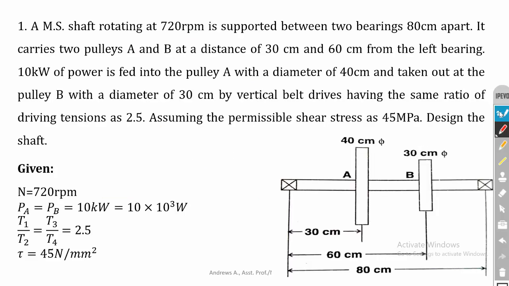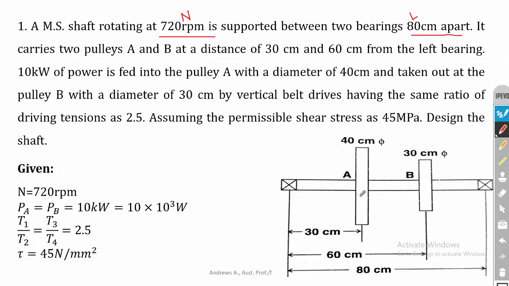So we'll go into the problem. We'll start with the simple one. A MS shaft rotating at 720 rpm, N is given, is supported between two bearings. So it's a simply supported beam, 80 centimeter apart. The overall length is 80 centimeter, that is 800 mm. It carries two pulleys A and B at a distance of 30 centimeter and 60 centimeter from the left bearing.